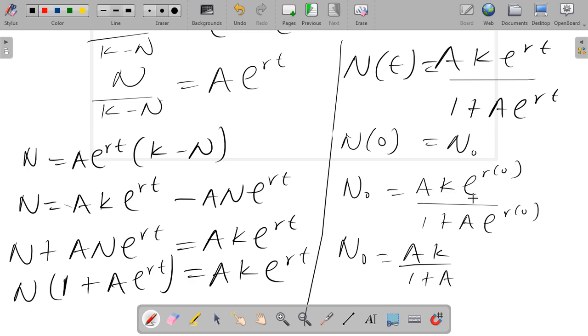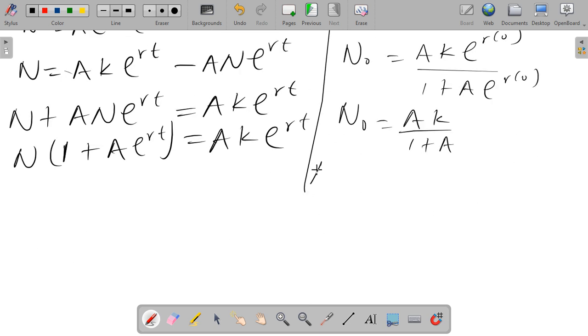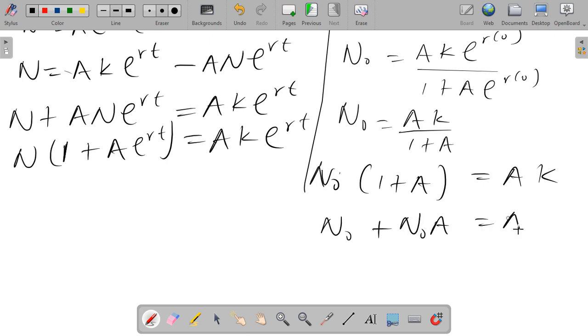So from here, let us get our A. To get A, you have n naught in bracket of 1 plus A is equal to AK. Therefore, n naught plus n naught A is equal to AK. Let's say this one comes to this side, I'm going to have n naught A minus AK. Or what am I saying? Sorry, I want the other one to move to the other side. Let me clean. So n naught A, no.